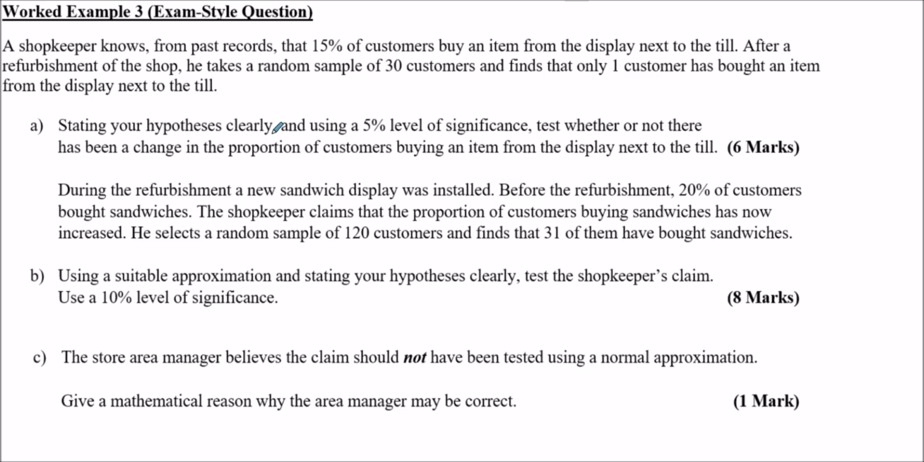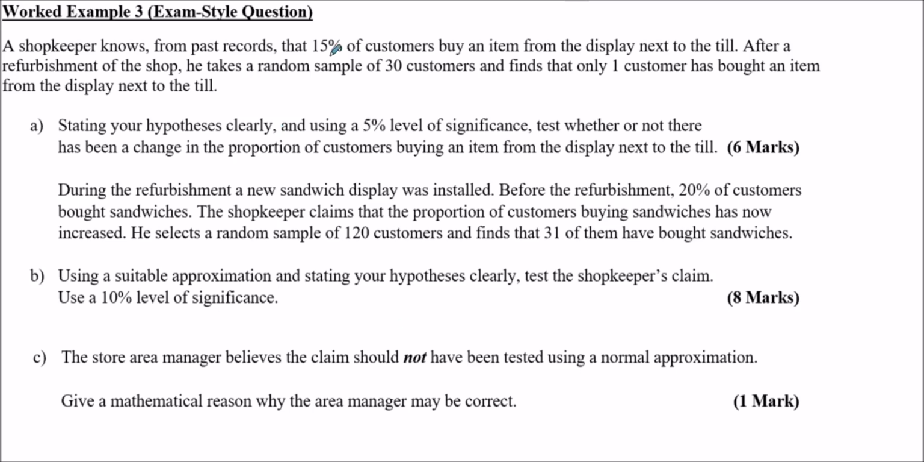So we have a shopkeeper who knows from past records that 15% of customers buy an item from the display next to the till. After refurbishment of the shop, he takes a random sample of 30 customers and finds that only one customer has bought an item from this display by the till. Stating your hypothesis clearly and using a 5% level of significance, test whether or not there has been a change in the proportion of customers buying an item from the display next to the till.